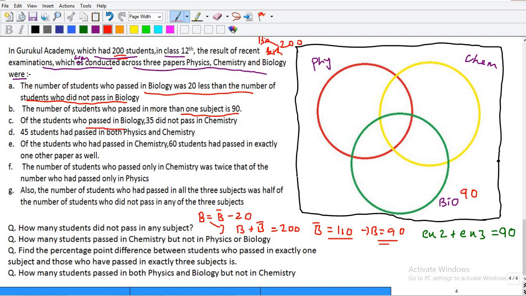of the students who passed in biology, 35 did not pass in chemistry. In such a case, always try to identify the region it is talking about. Of the students who passed in biology, that is this entire green circle. This green circle represents the students who passed in biology. 35 did not pass in chemistry, so get rid of the yellow circle. The yellow circle represents the regions where the students have passed in chemistry. So this region I do not have to take. My remaining region is this and this, and the sum of this should be 35. So if this is A, this should be 35 minus A.